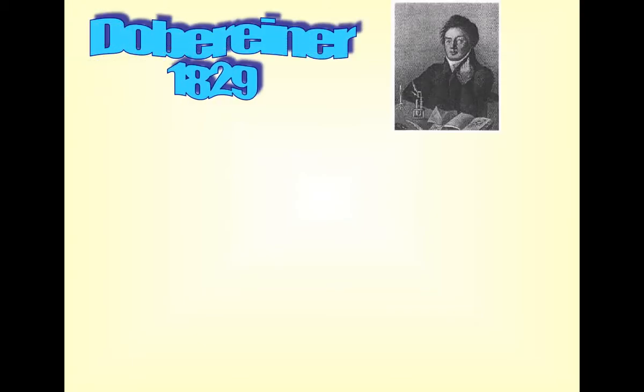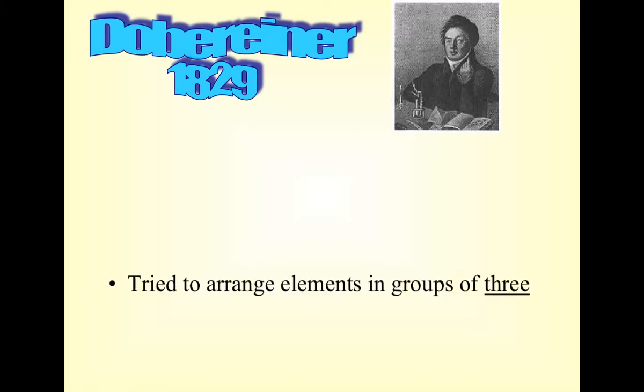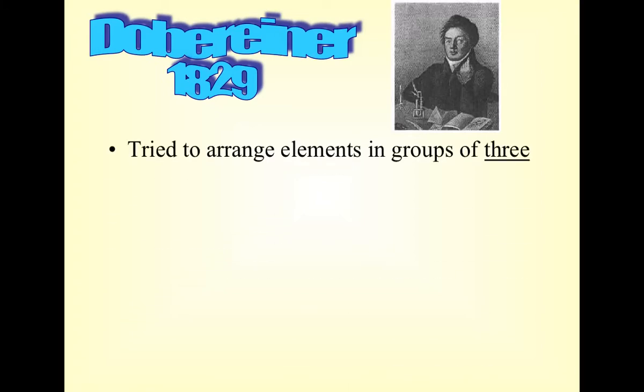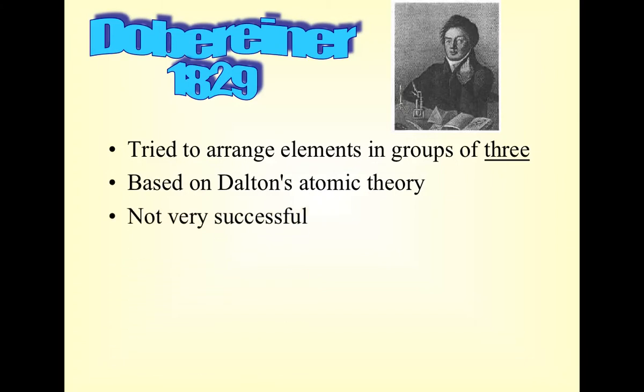One of the first scientists to take a look at trying to organize the elements was Döbereiner in 1829. He tried to arrange the elements in groups of 3. Now, you have to remember that at the time, the only atomic model that we had was Dalton's atomic theory. So while he tried to actually organize them, it didn't work very well based on how he tried to do that. But he was really the first one who attempted to look at the periodic table.